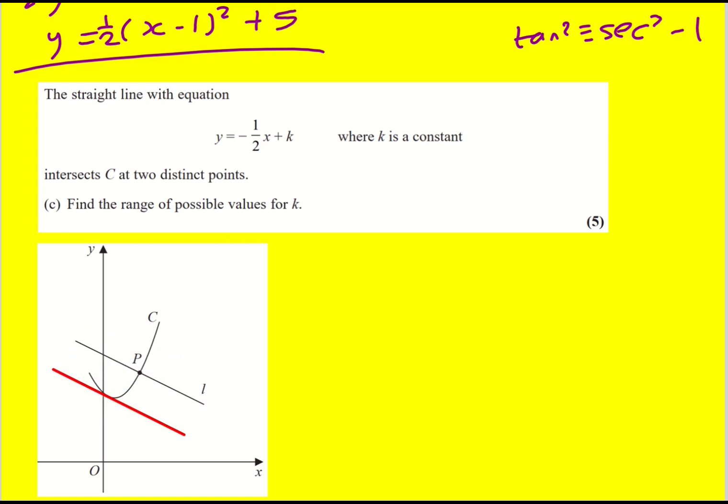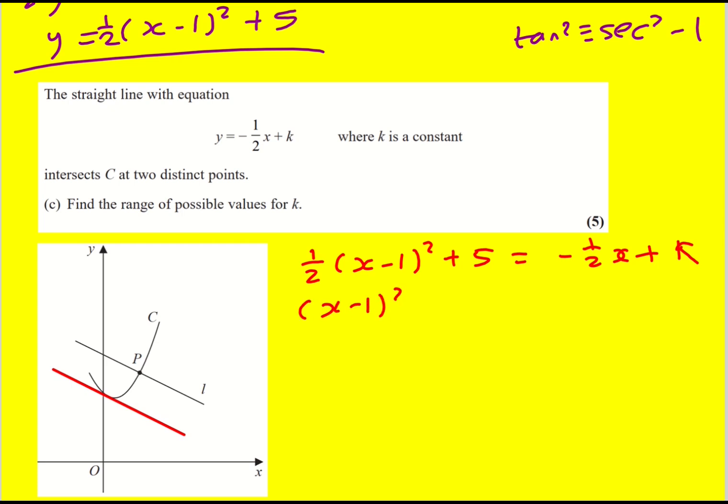This is actually going to be true in general. Even if I included all of the curve, there's going to be a value of k that's a cutoff for where I get 2 points of intersection. And it's going to be when I set a half x minus 1 squared plus 5 equal to minus a half x plus k. I'm going to be using a discriminant here to work out the different values of k. So I can times through by 2. I think that's a good start.